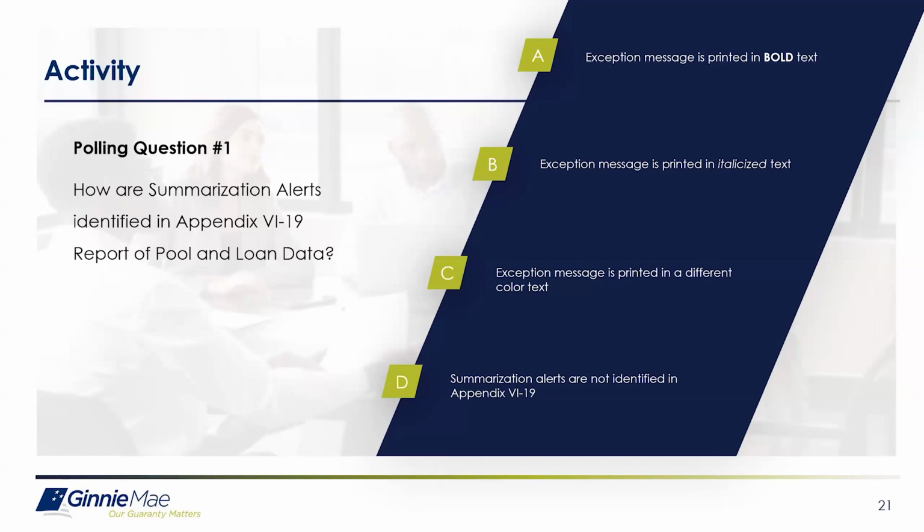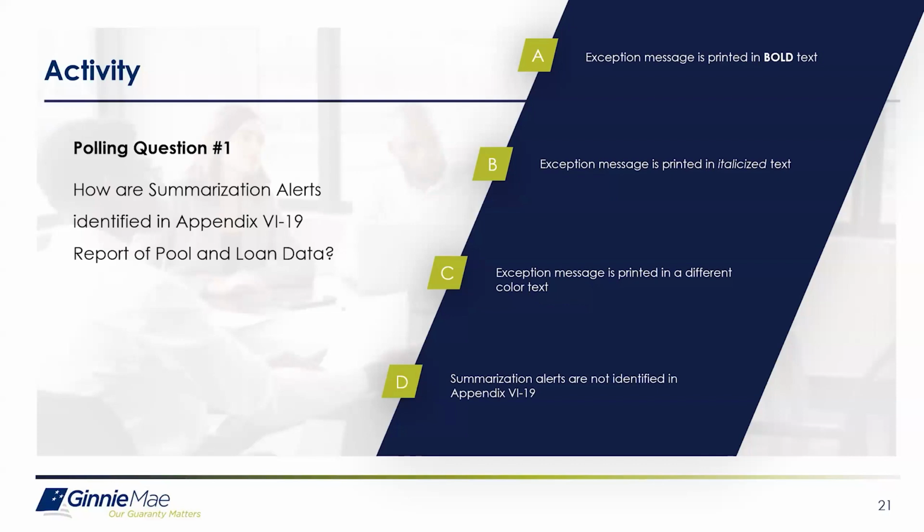How are summarization alerts identified in Appendix 619 report of pool and loan data? That was a few slides back, but all right, yes, B is correct. Exception message is printed in italicized text.